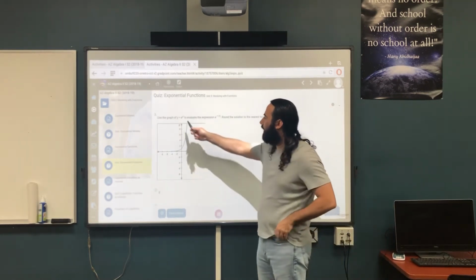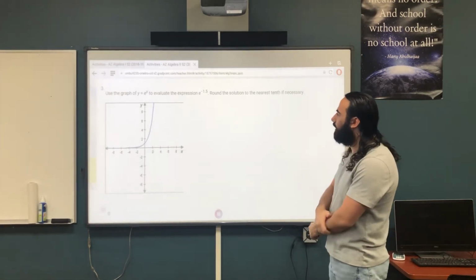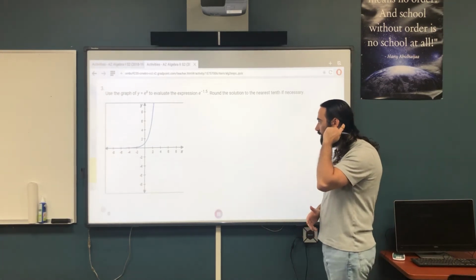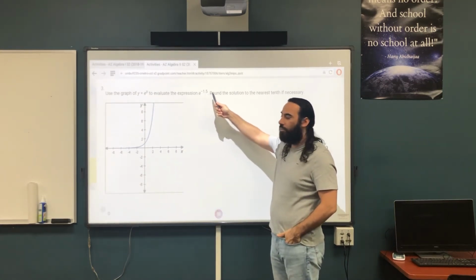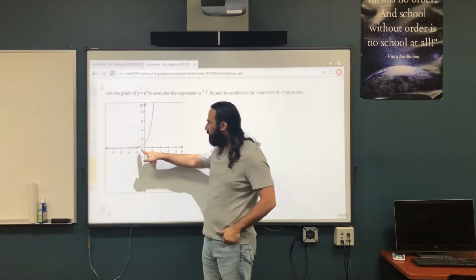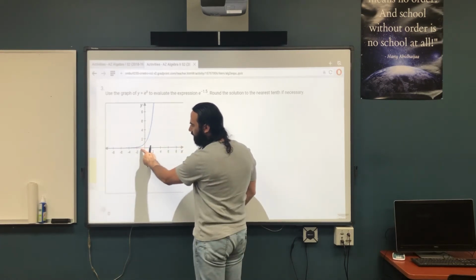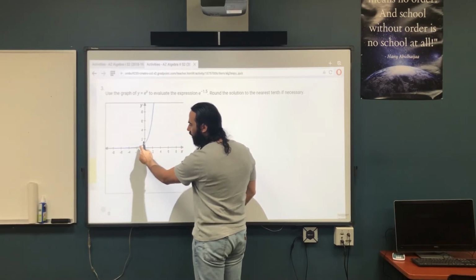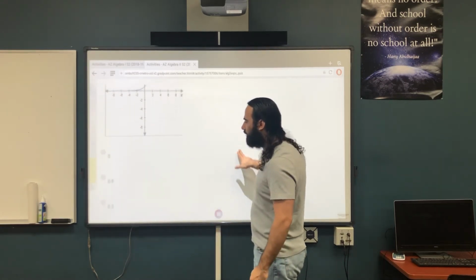Use the graph of y equals a to the power of x to evaluate the expression e to the power of negative 1.5. Now this one, guys, it's easy. How much is the value of x? The value of x is negative 1.5. So we need to go to the graph and look for the x. This one would be negative 1, before the negative 2, and a half more. So it's going to be less than 1, between 0 and 1. So let's see which one has between 0 and 1.